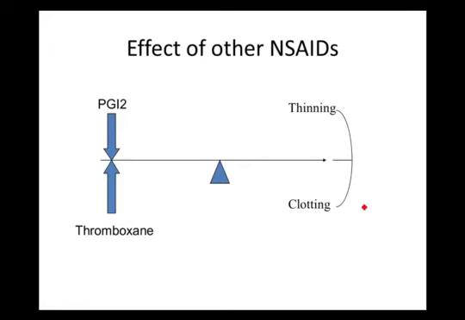Okay. How about other NSAIDs? Here's, again, back to baseline, prostaglandin I2 and thromboxane working in opposite of each other, basically maintaining blood in a perfect environment that's neither too thin nor too clotted. You supply your NSAID, which blocks COX-2. You supply your NSAID, which blocks COX-1. All right. And there's no change in thinning or clotting.